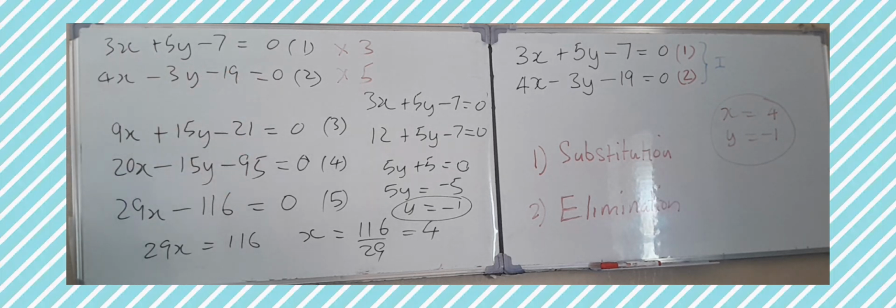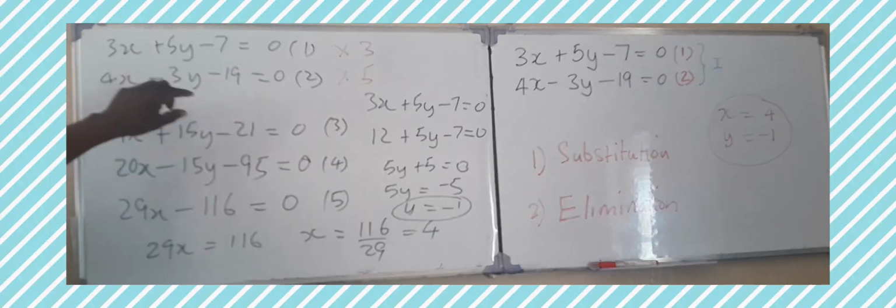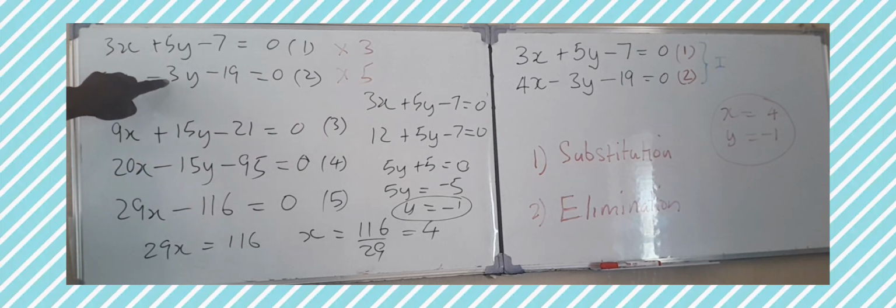So what we did was, we wanted to make the coefficient of y here equal to the coefficient of y here. So 15 will do for both of them. So 5 goes 3 times into 15, so I multiply this whole thing by 3. 3 goes 5 times into 15, so I multiplied all this by 5. So that I have a 15 here and a minus 15 here. And when I add the two, the y disappears. Okay? So those are the two methods of elimination and substitution.